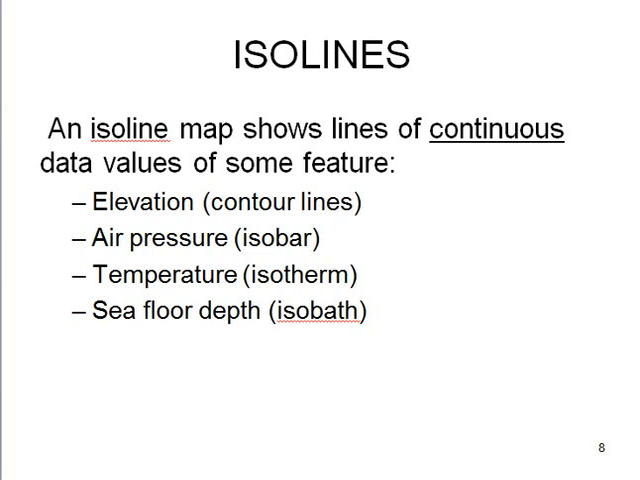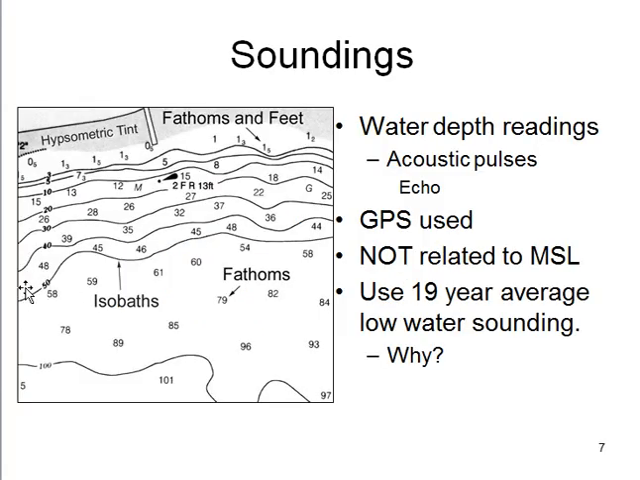These lines of elevation soundings are isobaths. So supposedly, if I were able to walk along the bottom of the ocean at 50 fathoms, I should be able to walk right along this line and stay at a constant or nearly constant 50 fathoms.